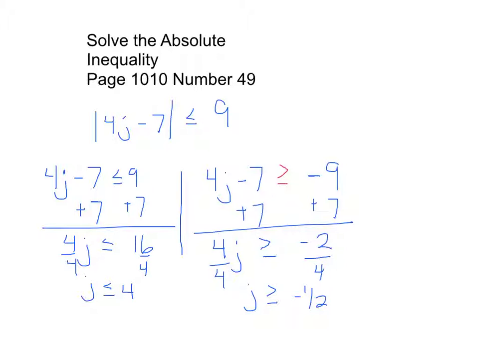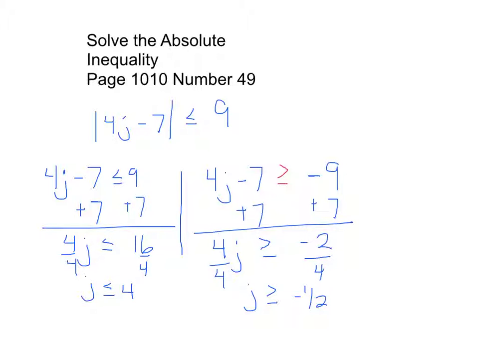Okay. I could check both of those answers, and they would both check correctly. Now, I need to write the answer down. So j is either less than or equal to 4 or greater than or equal to negative 1/2.